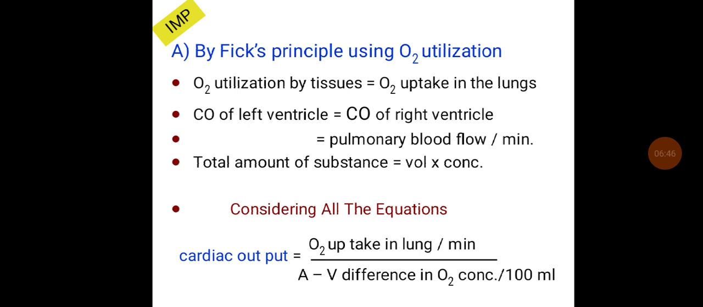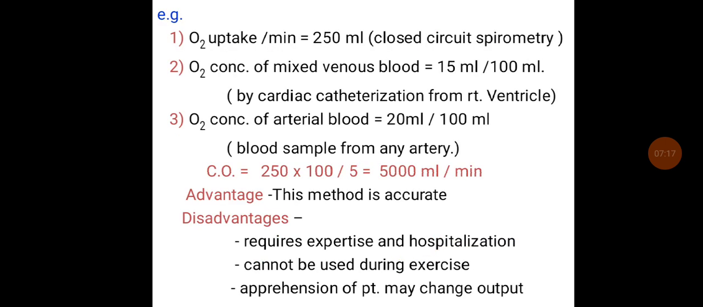That will be oxygen uptake in the lung per minute divided by the arteriovenous difference in oxygen concentration per 100 ml. We have to calculate the concentration of oxygen when the blood reaches the lung, and also the oxygen concentration when the blood leaves the lung. That will be your AV difference of oxygen concentration.